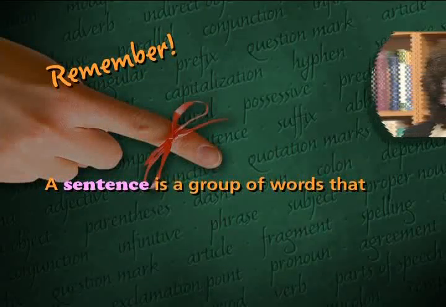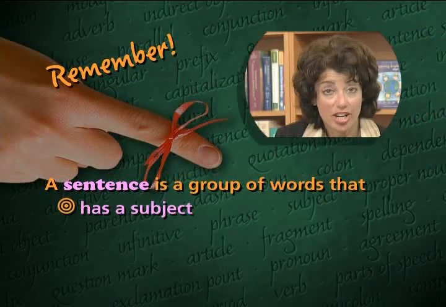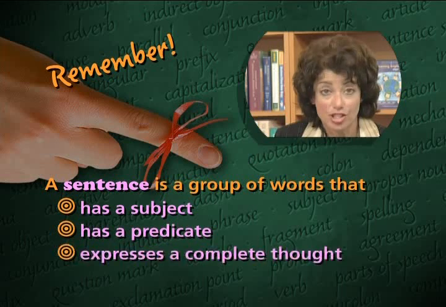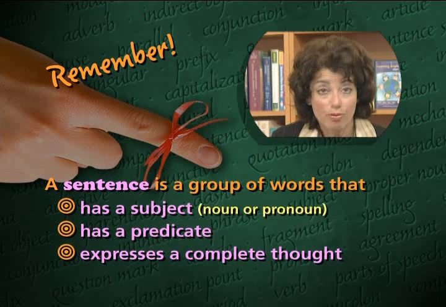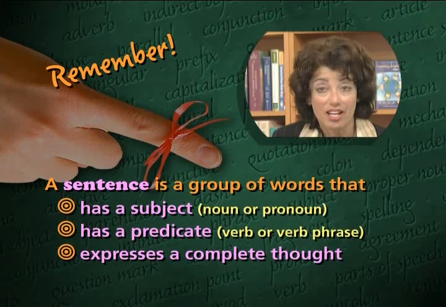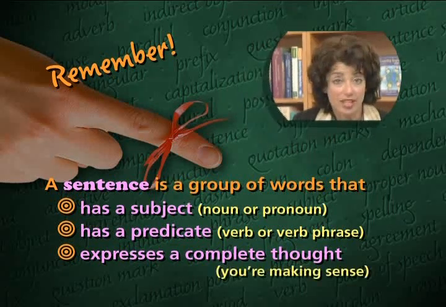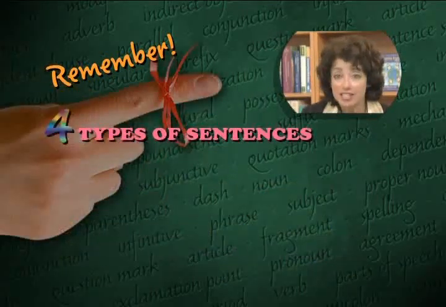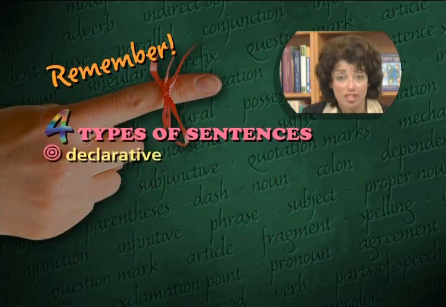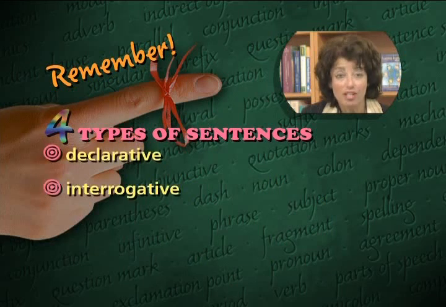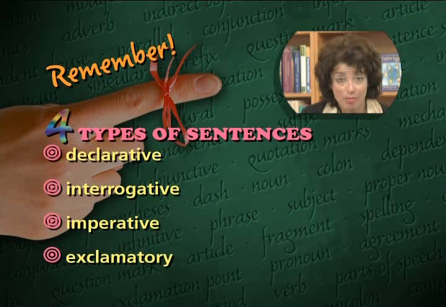To sum up, a sentence is a group of words that has a subject, a predicate, and expresses a complete thought. Remember that your subject is your noun or your pronoun. Your predicate is your verb or your verb phrase. And to express a complete thought means you're making sense. Sentences come in 4 forms: declarative, interrogative, imperative, and exclamatory.